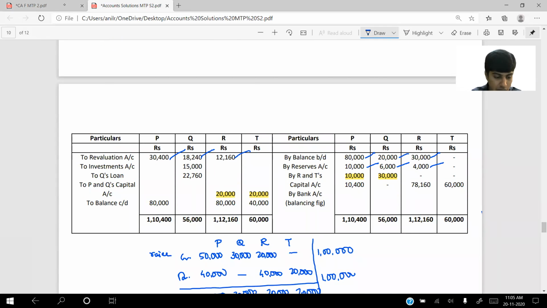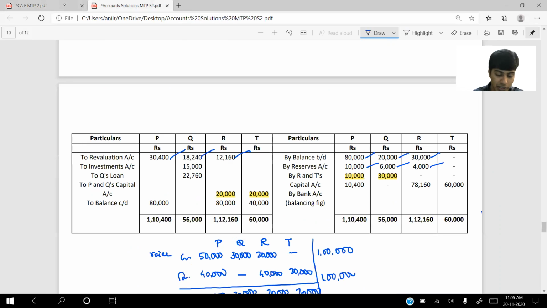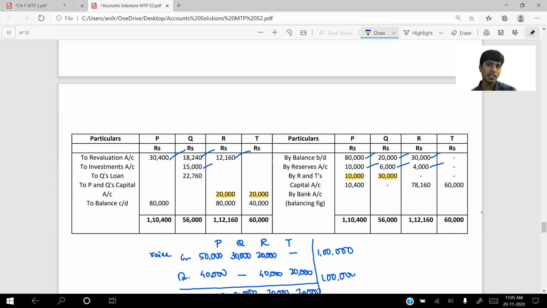Investments adjustment. Okay, they are to be taken over by the retiring partner. Retiring partner is taking it, so his capital will decrease. So investment is reducing. Investment account credit, partner's capital account debit. So the journal entry when one of the partners takes over that particular asset is partner's account debit to investment account. So I've written 15,000. In the balance sheet, whatever investments there are, I would subtract this 15,000 there.